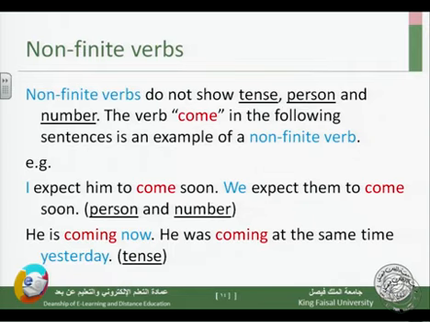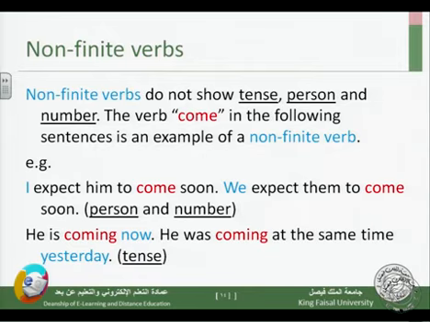It doesn't change because of tense, person, or number. In this case, person and number didn't affect the verb come. It is still the same in both cases. The next set of examples: he is coming now, and he was coming at the same time yesterday. Okay, so coming didn't change even though we changed the tense here. So he is coming now, this is in the present. He was coming at the same time yesterday, this is in the past, but still coming didn't change. Okay, so coming is a non-finite verb.